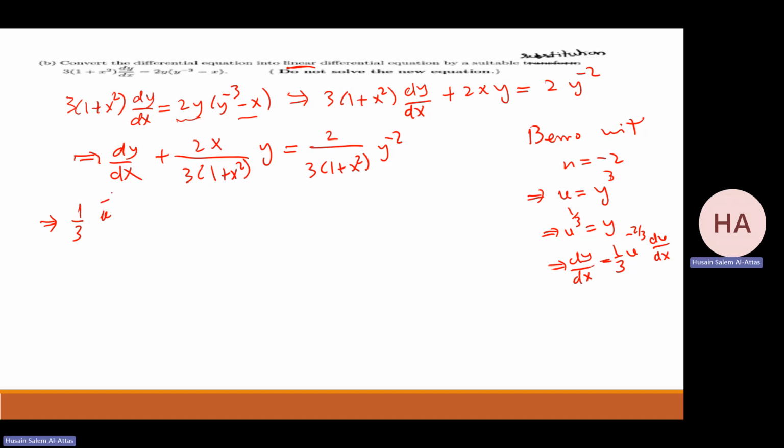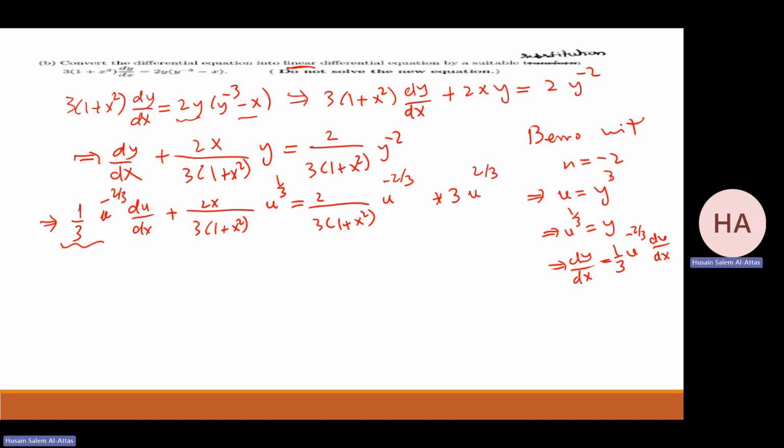U was minus 2 over 3 du over dx plus 2x over this y, which is u is 1 over 3 equal 2 over 3, 1 plus x squared. U was what? Minus 2 over 3. I need to get rid of this, so multiply by 3, u is 2 over 3. I add the powers, I'm getting 0.